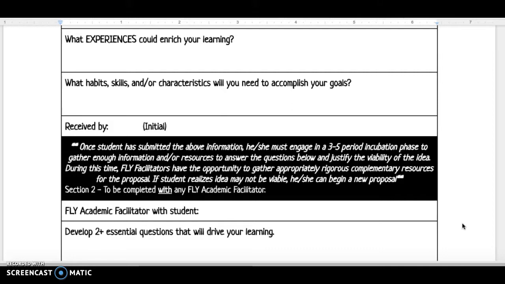It's a period of time where the teacher, right, so it says the FLY facilitator, has the opportunity to gather appropriately rigorous complementary resources for the proposal. It would also be a time where you as the student are gathering the resources and kind of fleshing out your idea a little bit more. In that time, you might realize that your idea is not that good. You might come across something that might cause you to change your idea. And that's where you would begin a new proposal. But if you stick with your idea, you gather some resources and kind of make your idea a little bit more real, then you would meet with your FLY teacher and complete the second section.